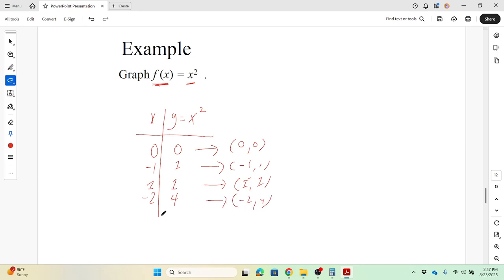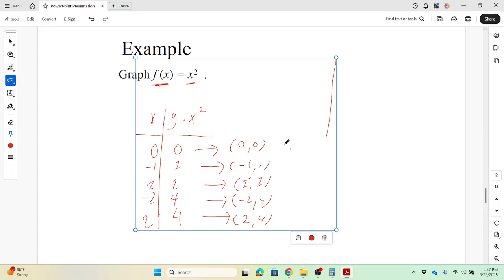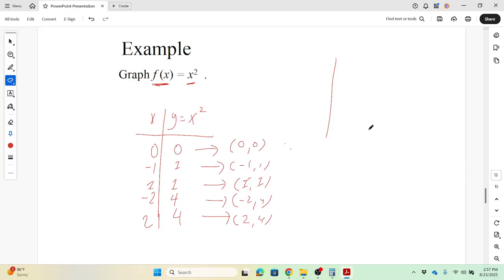Okay, so if I put x equal to 2 in this formula, 2 square is 4. So what is the graph? Graph is just plotting these points. So you have to draw the Cartesian coordinate system, x axis, y axis. Plot these points. 0, 0 is here, -1, +1 is here, +1, +1 is here, -2, +4 is here, sorry, +2, +4 is here.